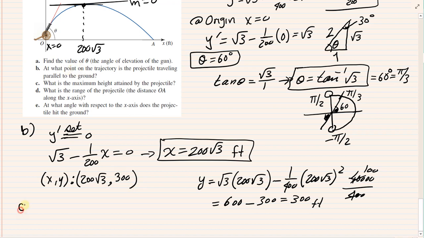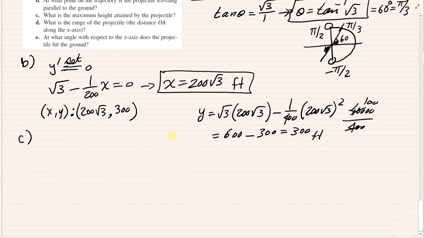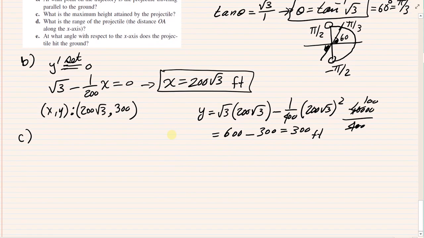In part C, what is the maximum height attained by the projectile? The maximum height is the place where the slope is 0. In this case, that reaches the top of the curve. So max height is going to be 300 feet. That's just this number. Okay, that's the y value.